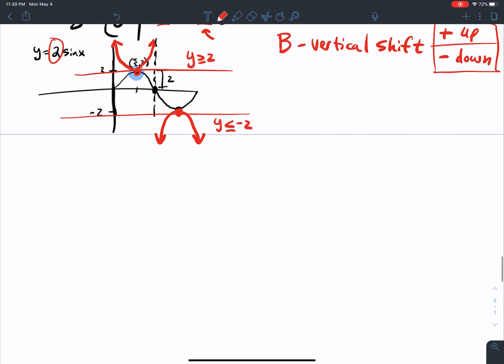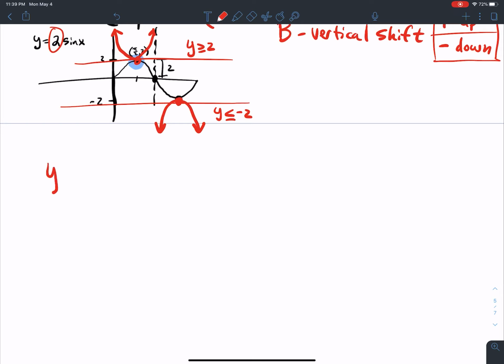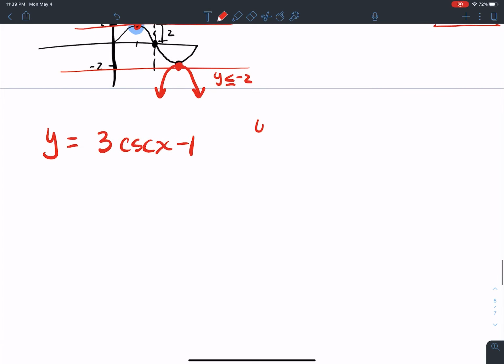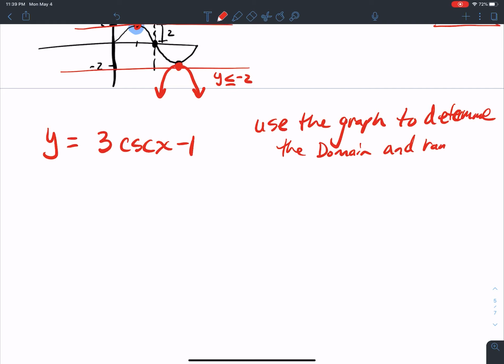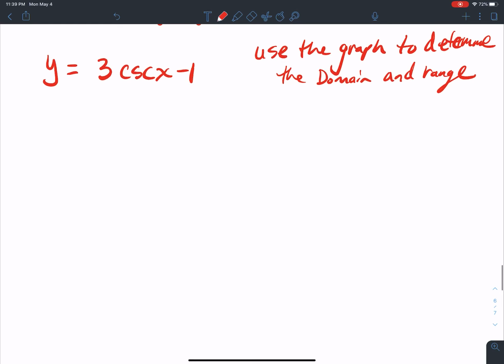So let's do the graph of y equals 2 cosecant. Actually, since I just did 2, let's do y equals 3 cosecant x minus 1. And then I want to use the graph to determine the domain and range.